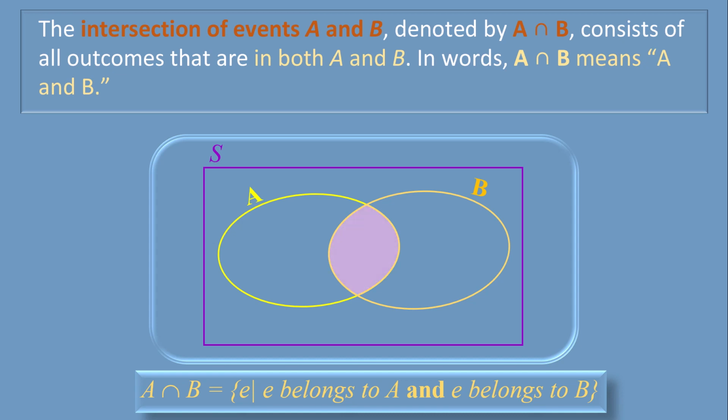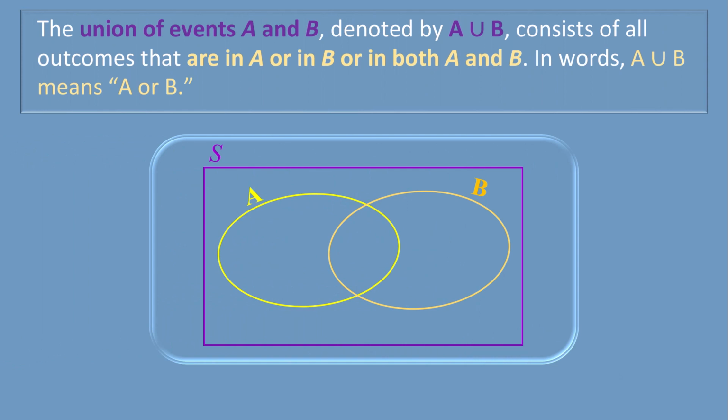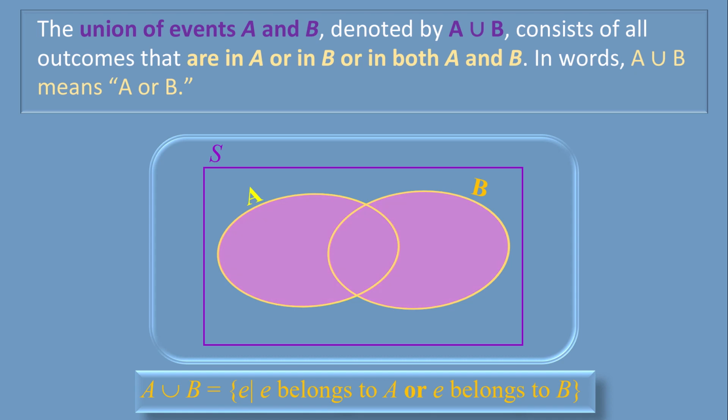Right. Now let me explain the union. The union of events A and B, you see the notation A union B, consists of all outcomes that are in A or in B or in both A and B. I can explain this another way too. The area only A, and area only B, and area in both A and B. So this is the union.